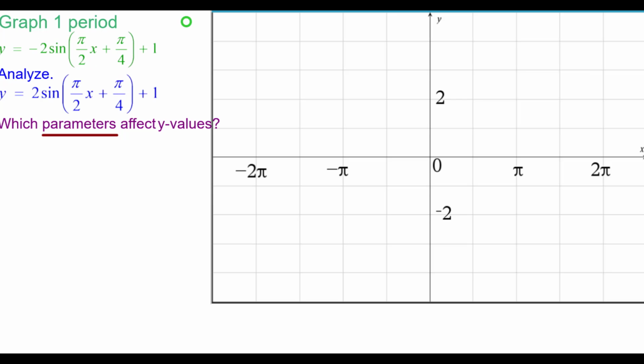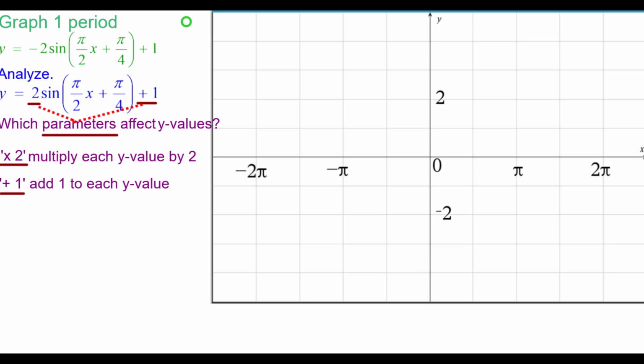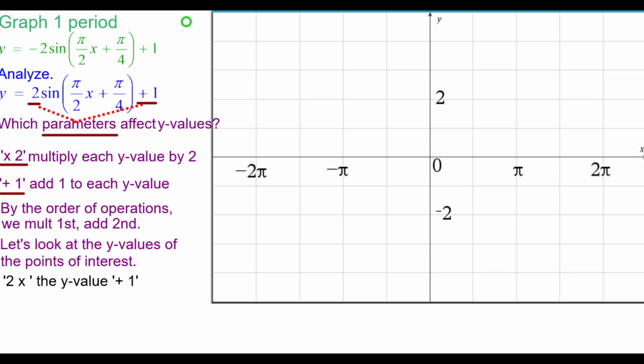Which parameters affect the y values in the blue equation? The 2 times and the plus 1. The times 2 multiplies each y value by 2, and the plus 1 adds 1 to each y value. And by the order of operations, remember that we multiply first and add second. We're going to look at the y values of the points of interest so that we can multiply them by 2 and add 1.